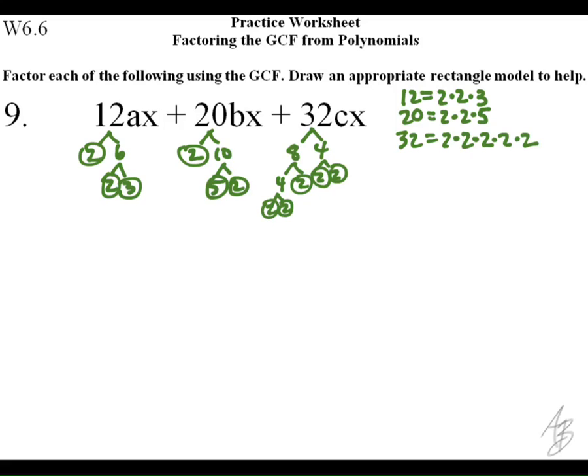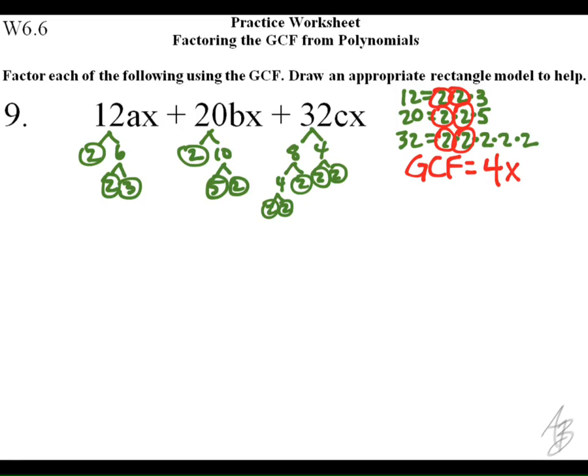So what do they have in common? How many 2's do they have in common? Yeah, they each have 2 2's. So the GCF is what? 2 times 2, which is 4. And then how about variables? Do they have any A's in common? No. Do they have any B's in common? No. Do they have any C's in common? Do they have any X's in common? Yeah, they all have an X, right? So we'll put an X there in our GCF.